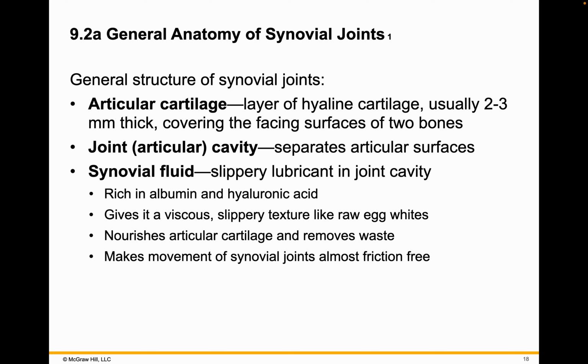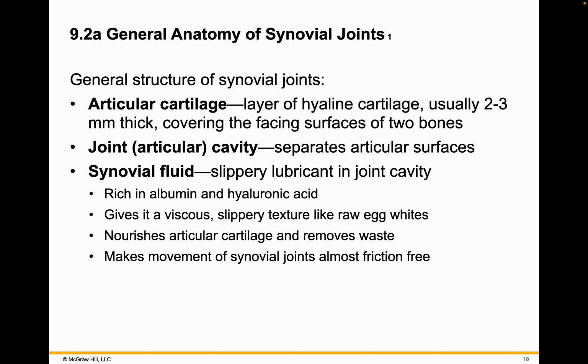All synovial joints have some general structure. Surfaces of the bones are covered with articular cartilage, hyaline cartilage, 2 to 3 millimeters thick, covering the face of the two bones that are nearly touching. There will be a joint cavity or articular cavity separating the two articular surfaces. In that cavity is a lubricant of synovial fluid, which is rich in albumin and hyaluronic acid. It's a viscous fluid with a slippery texture, sort of like raw egg whites.